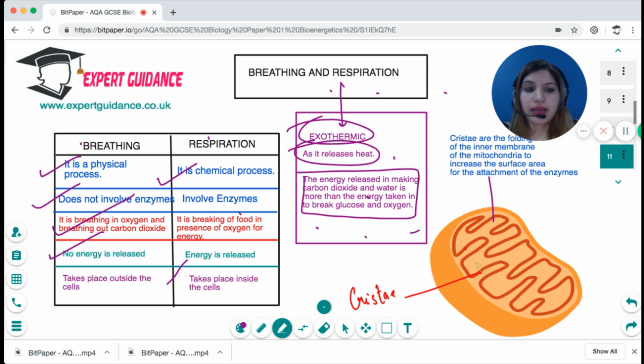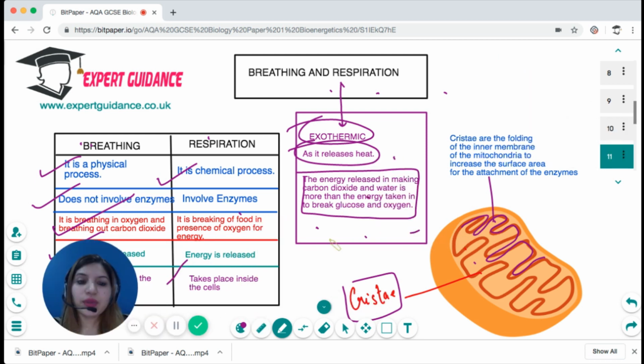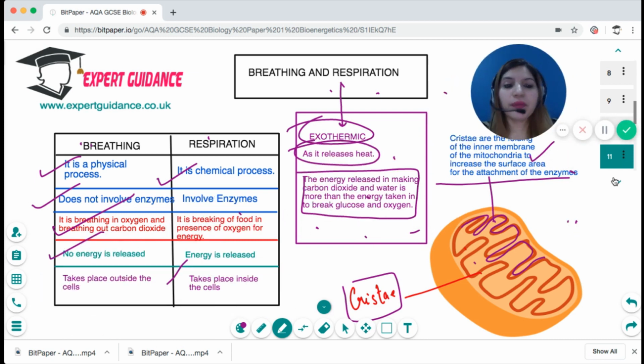Now, I hope you remember the site of respiration, that is mitochondria. If you see, the inner membrane of the mitochondria is folded. These foldings are known as cristae. Cristae are the folding of the inner membrane of the mitochondria. They increase the surface area for the attachment of enzymes. Therefore, mitochondria is well adapted to carry out respiration.